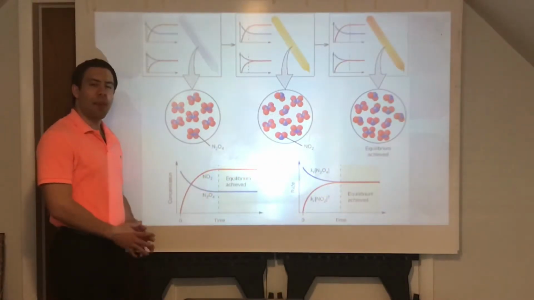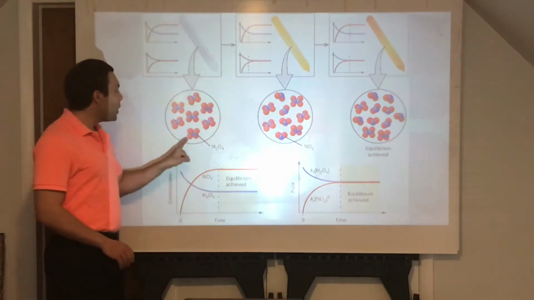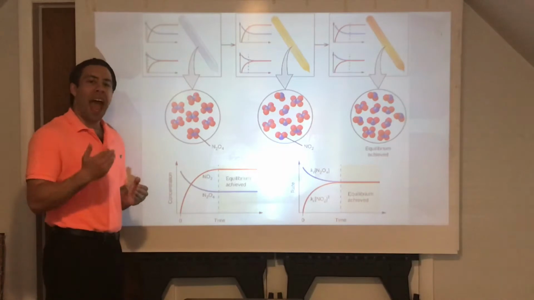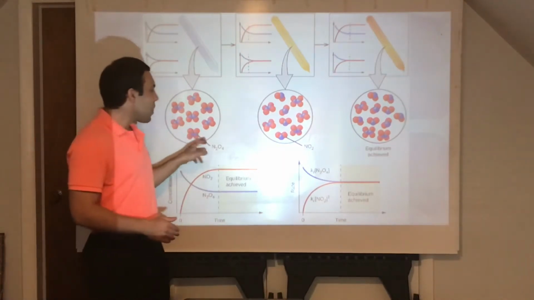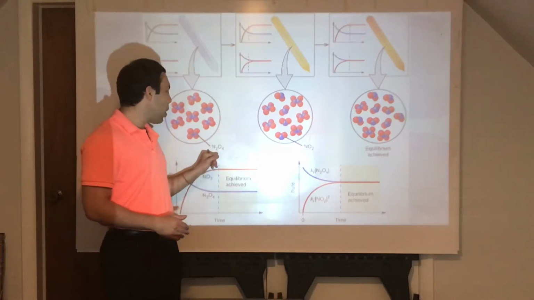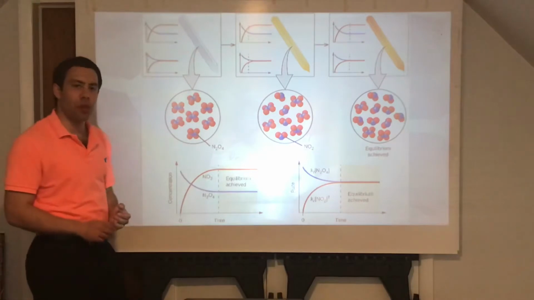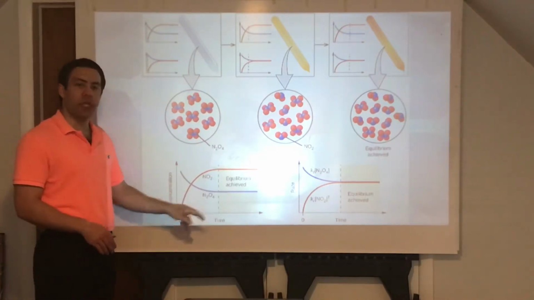Here we have an example of a chemical reaction as it reaches equilibrium. We start off with only reactant, N2O4. As the reaction proceeds and as we reach equilibrium, it decomposes into the product NO2 in a decomposition reaction. So here on the left graph, we have a concentration versus time graph.